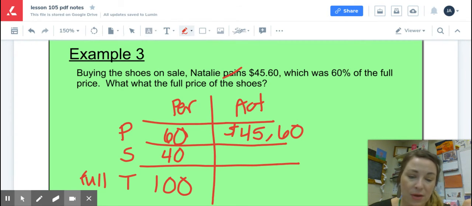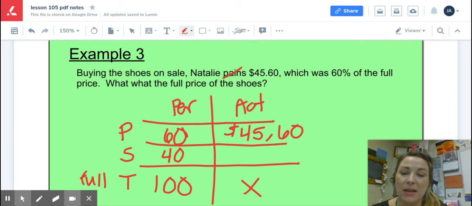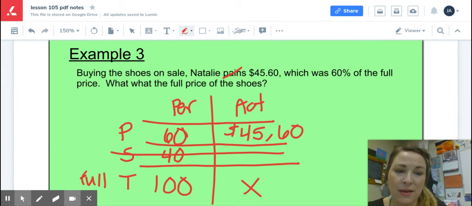What was the full price of the shoes? So this is our X. This is what we're wanting to know. Even though this is part of our ratio box, it's kind of irrelevant. They're not even asking us to solve that. So here's our proportion, you guys. We have 60 over 100.